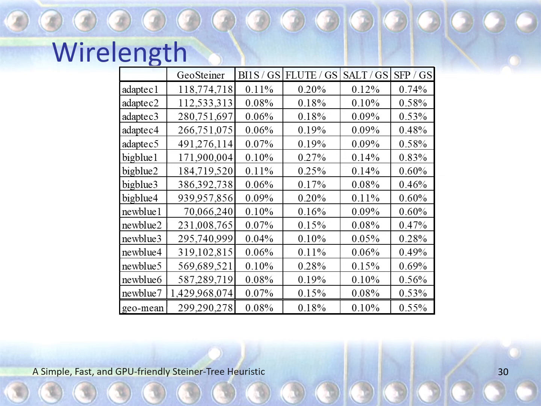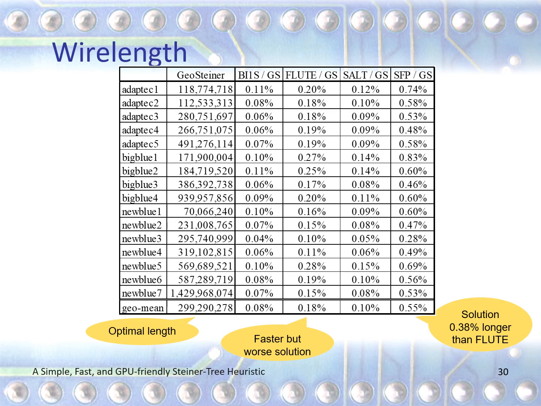These are the wire length results. The total wire length of all nets in the input is listed in the GeoSteiner column because GeoSteiner is an exact algorithm and produces the best possible wire length. The rest of the columns report the increase in wire length over GeoSteiner. Only one column exists for SFP because all three implementations are deterministic and produce the same answer. For this table, percentages closer to 0 indicate a lower wire length and are therefore better. BI1S is the best behind GeoSteiner, followed by SALT, followed by Flute, and then SFP.